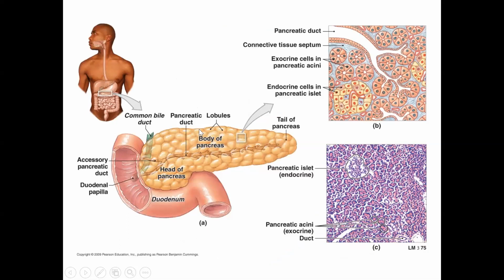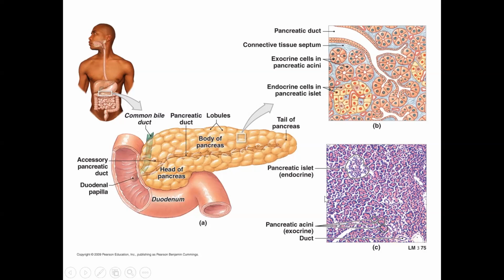If you look at the pancreas structure, the pancreas is considered both an endocrine structure and an exocrine structure. For the endocrine part, we already talked about how it makes glucagon and insulin, the hormones. For the exocrine part, it makes a lot of digestive enzymes and also bicarbonate ions.